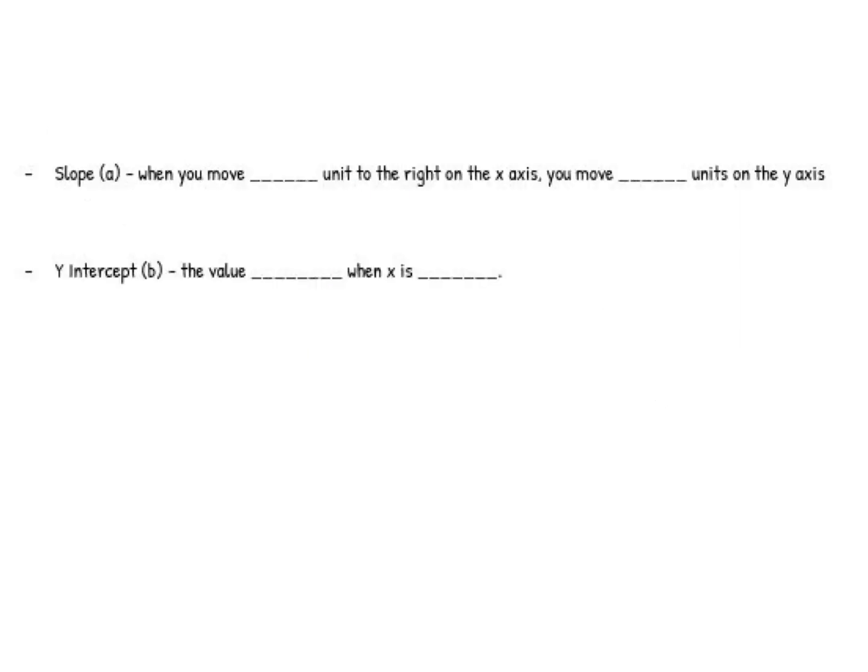Let's talk a little bit about our slope and y-intercept. Slope a: when you move 1 unit to the right on the x-axis, you move a units on your y-axis. You would move up the y-axis if a is positive, and you would move down the y-axis if a was negative. And then your y-intercept b is the value of y when x is 0. It's the same thing you would have learned in Algebra 1. Your y-intercept is where x equals 0. It's kind of that starting point on the graph.